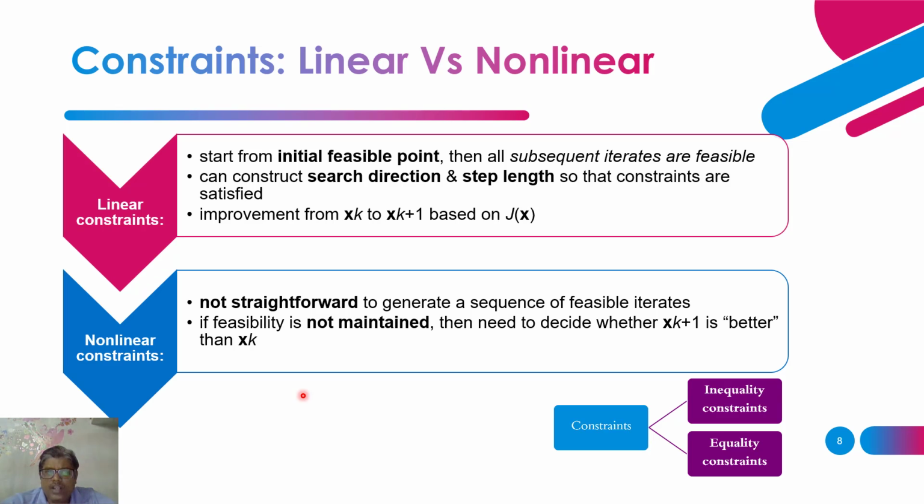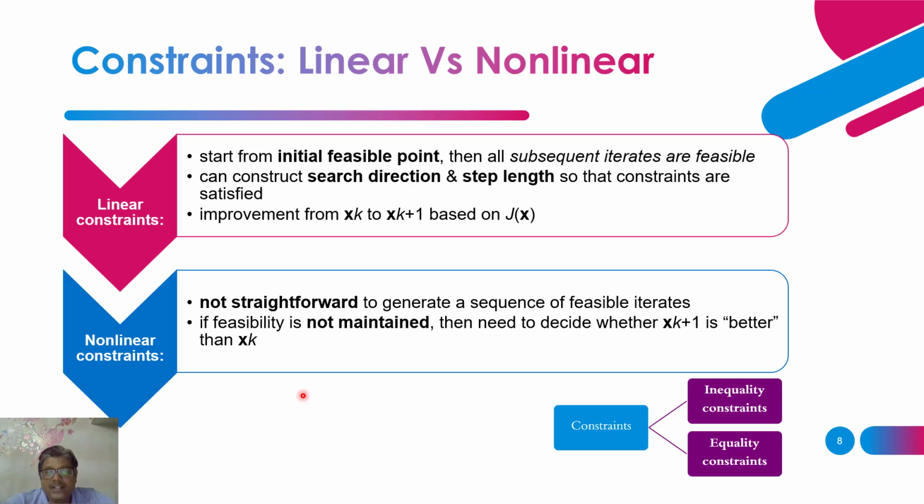In the case of linear constraints, it starts from an initial feasible point, and then all subsequent iterations are feasible. It lies in the feasible region itself, and we can construct a direction and step length so that the constraints are satisfied. The improvement is from x of k to x of k plus 1 based on the objective function J of k in the case of linear constraints. This is what we learned during the first half of the course.